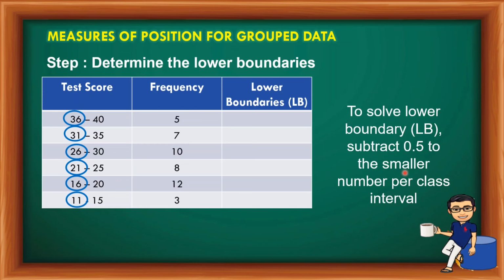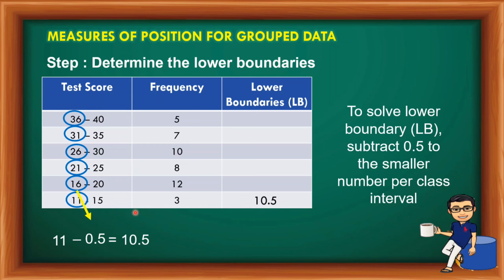Knowing that, we can already determine the lower boundary. So, sabi natin, smaller number minus 5/10. So, smaller number is 11 minus 5/10. The answer is 10 and 5/10. So, lagay natin. So, yun yung lower boundary ng class na ito.